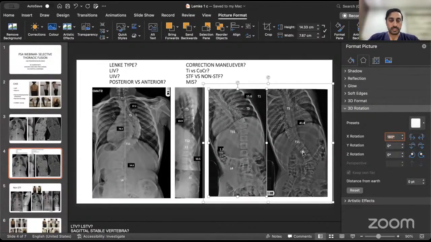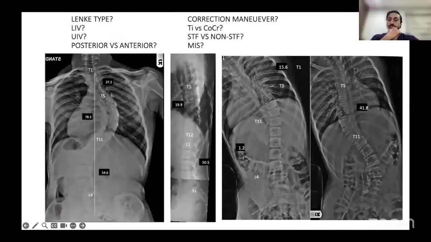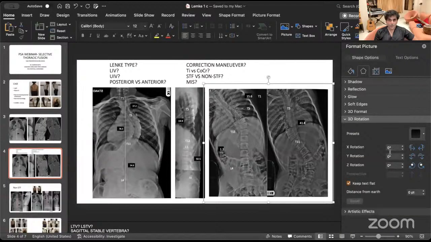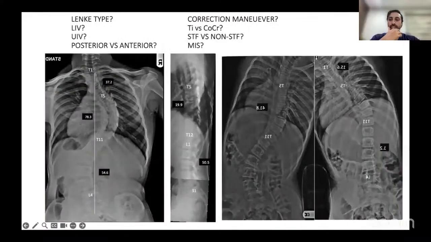She's post-menarchal, I'm guessing. Yes. So she's a Risser 4 then, because I could see the apophysis. MRI is normal.